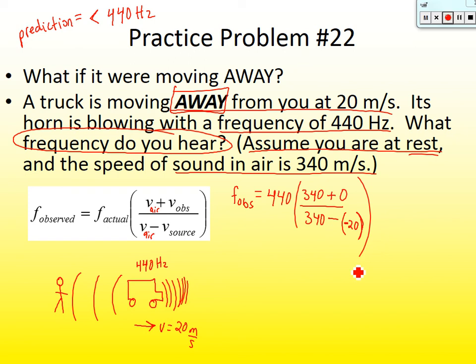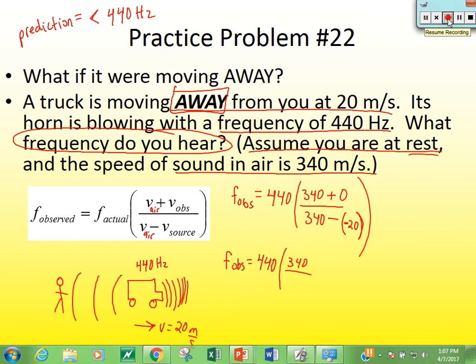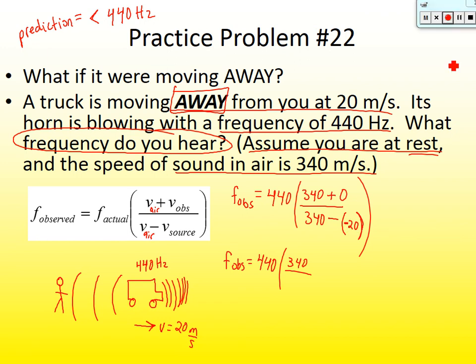And now let's solve it. Frequency observed is equal to 440 times 340 on top, and 340 minus a minus 20. So again we have 340 minus a minus 20, so that's going to be a plus 20. 340 plus 20 is actually 360. A lot of students will make an error right here. Always remember, minus a minus becomes a positive, so it's a plus.